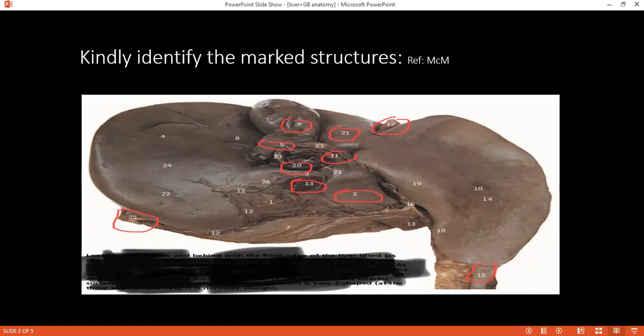Right. There are also the caudate and quadrate lobes. Can you identify which part? Where are these? The caudate lobe is number 21, and the quadrate lobe is number 2. All right. Are these part of the left lobe of the liver or the right lobe? The quadrate lobe is part of the left liver. Yes.